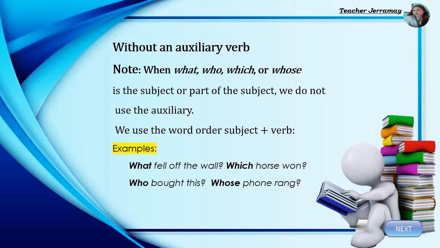When discussing sentences without an auxiliary verb, it is important to understand the structure and the usage of the subject and verb in the sentence. When what, who, which, or whose is the subject or part of the subject, the auxiliary verb is not used. Instead, the word order is subject plus verb. Here are the examples. What fell off the wall? Which horse won? Who bought this? Whose phone rang?